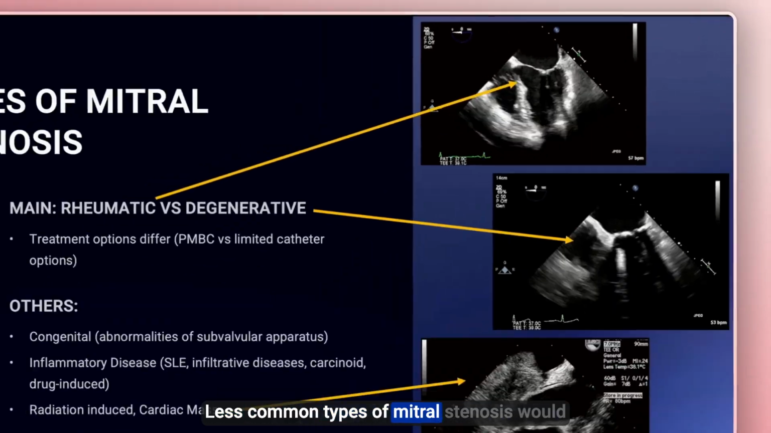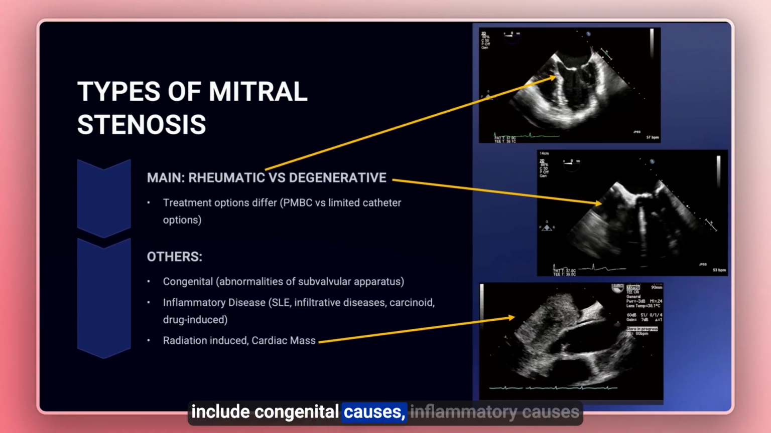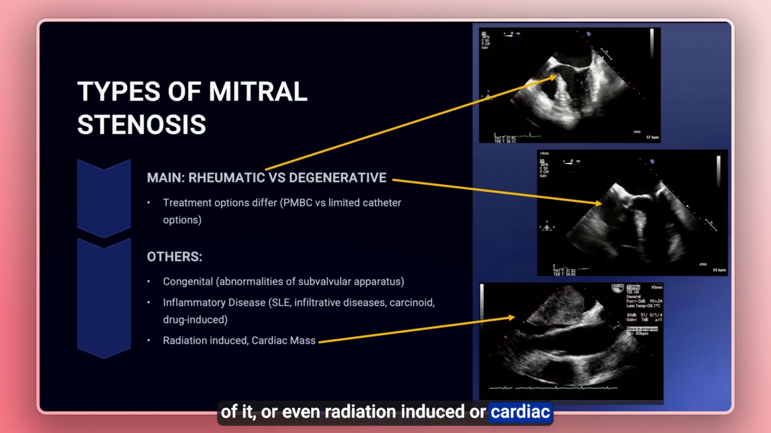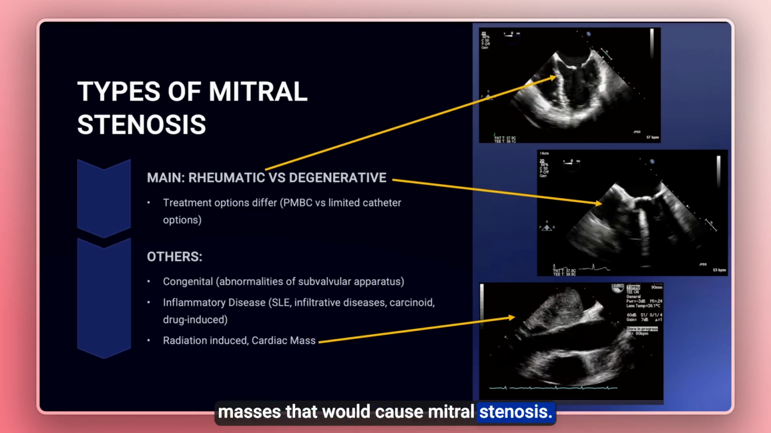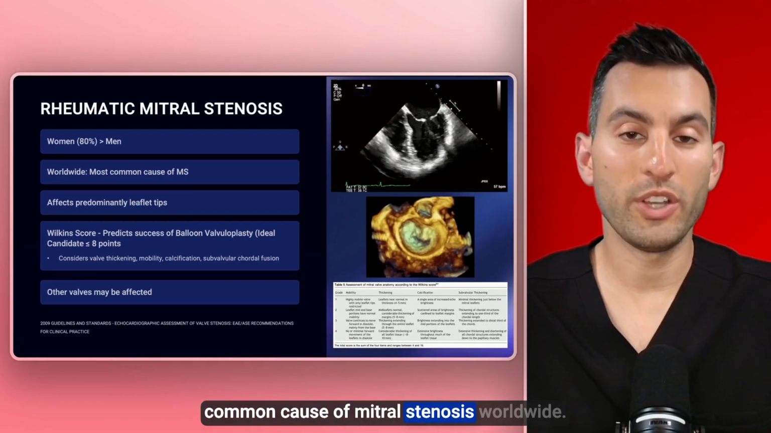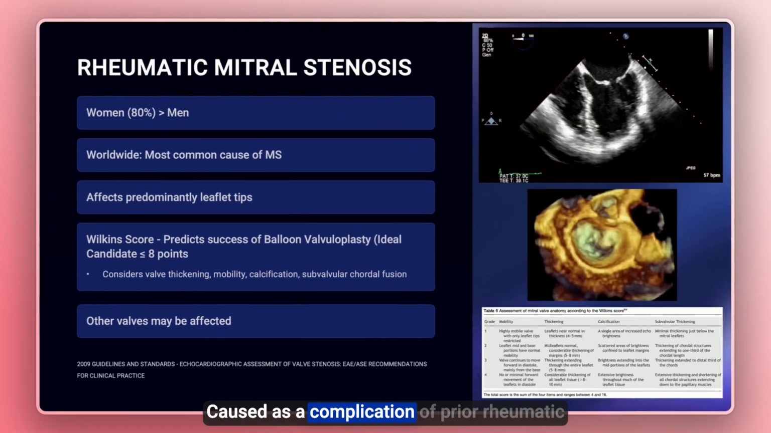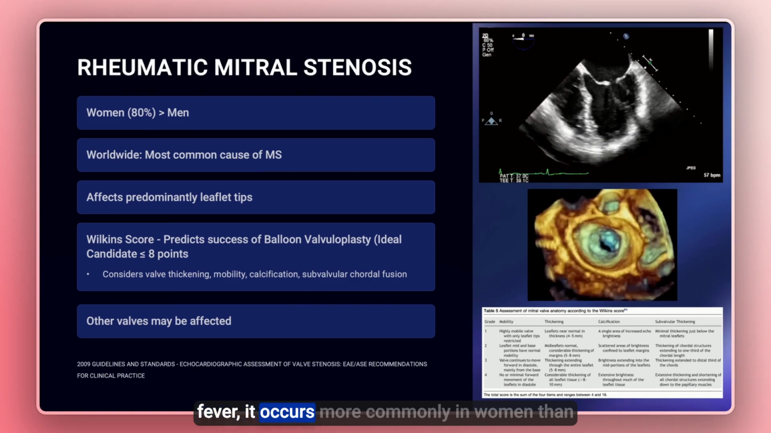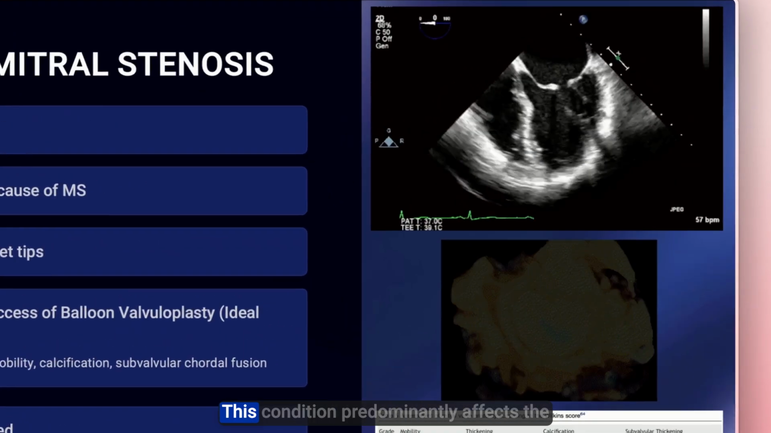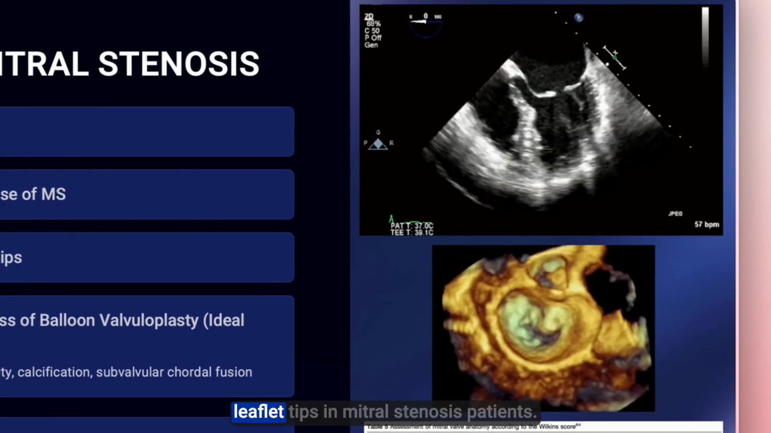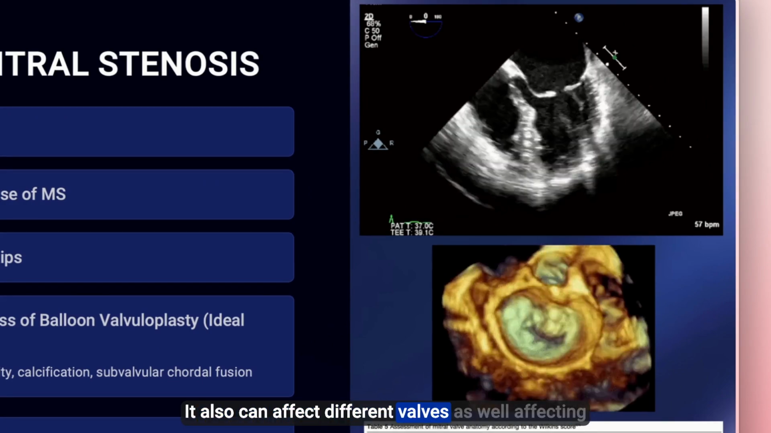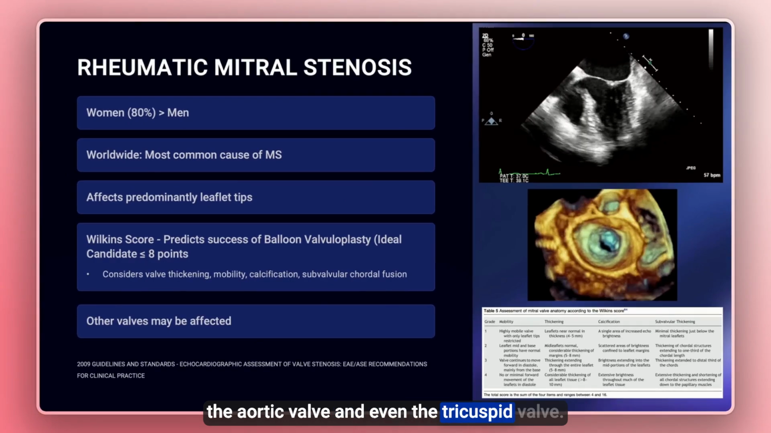Less common types of mitral stenosis would include congenital causes, inflammatory causes of it, or even radiation-induced or cardiac masses that would cause mitral stenosis. Rheumatic mitral stenosis is the most common cause of mitral stenosis worldwide. Caused as a complication of prior rheumatic fever, it occurs more commonly in women than men, with 80% of cases occurring in women. This condition predominantly affects the leaflet tips in mitral stenosis patients. It also can affect different valves as well, affecting the aortic valve and even the tricuspid valve.